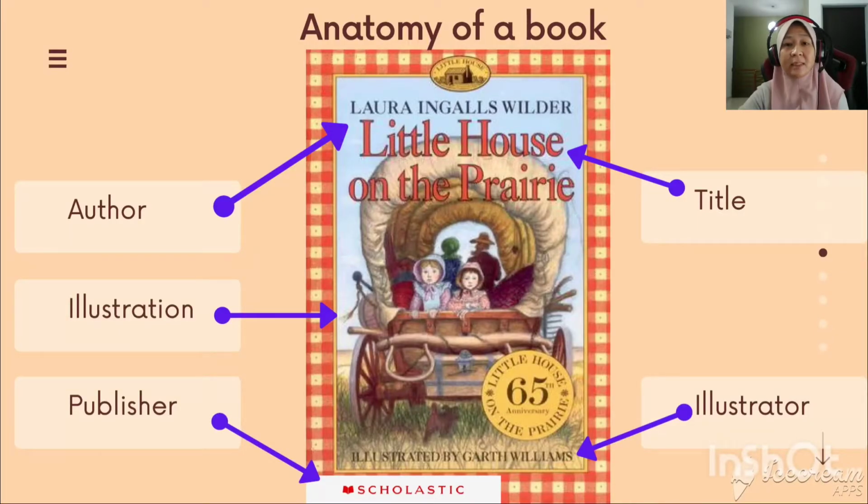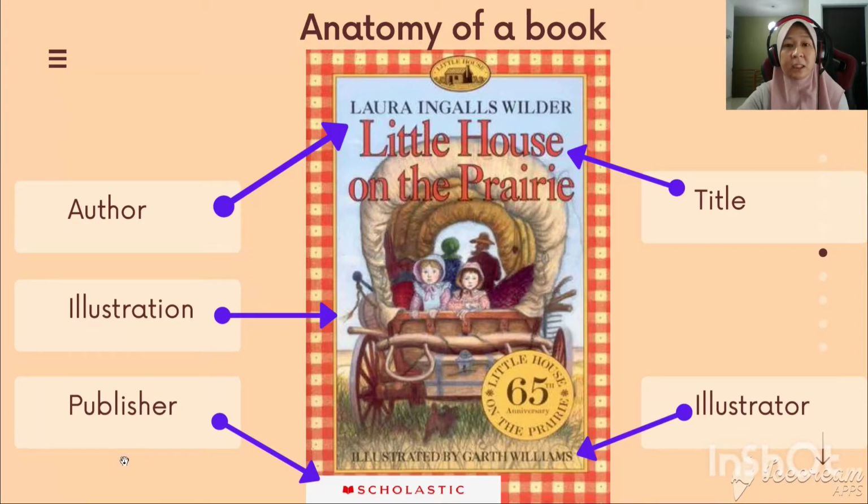First of all, let's look at the anatomy of a book, or parts of a book. Let's begin with the title. The title in Bahasa, we say tajuk. The title of the book here is Little House on the Prairie. Next is the illustrator. The illustrator is the person who draws pictures for the book. The illustrator for this book is Garth Williams.